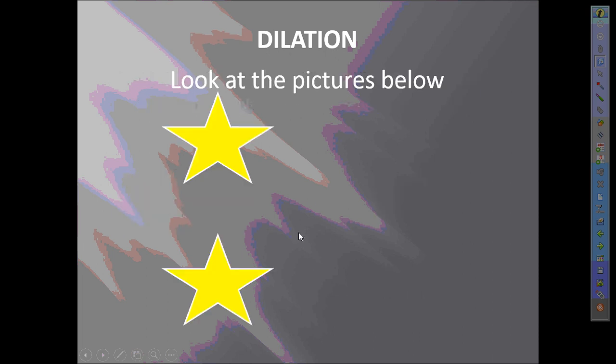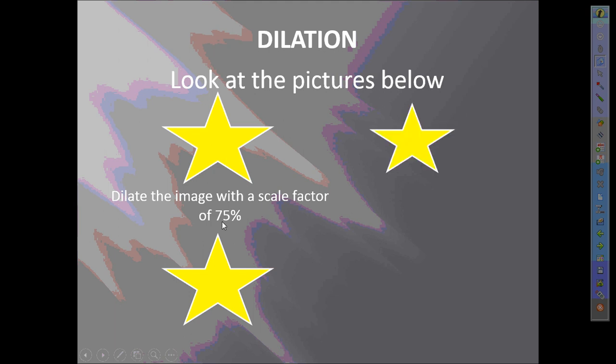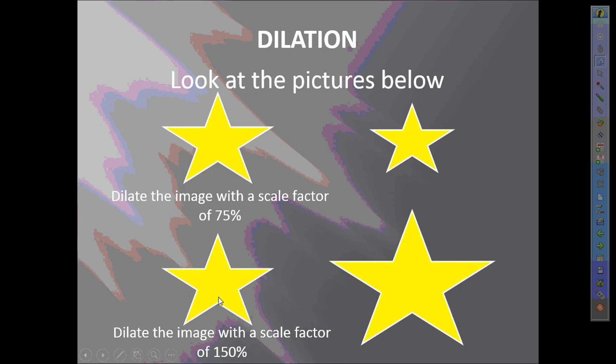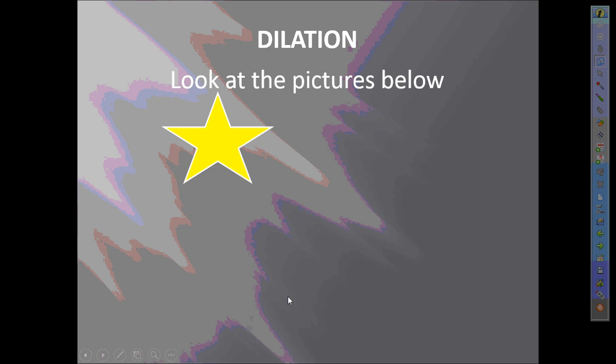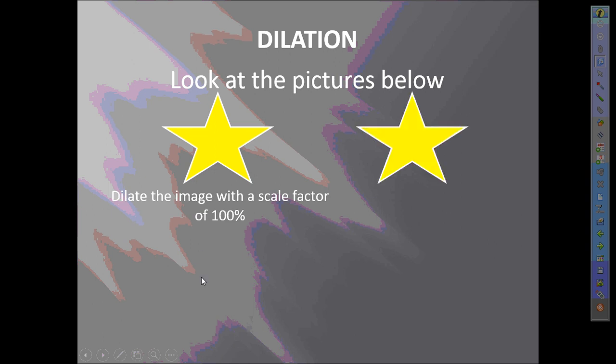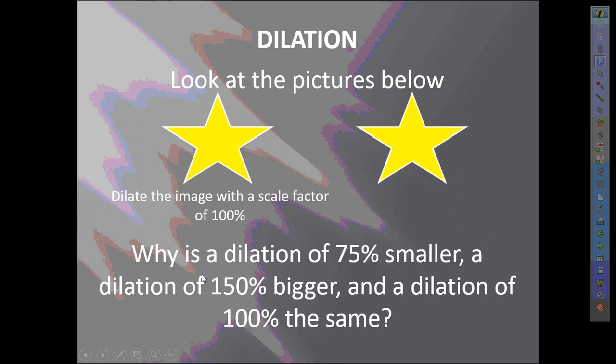All right, look at the pictures below. Dilate the image with a scale factor of 75%. So it is smaller, because that's less than 100. 100% would keep me exactly the same. So 75% is 3/4 the size of this one. All right, 150%. So that's more than 100. So that means that it's getting bigger. And so that shape got bigger by about half. Now, 100% stays exactly the same.